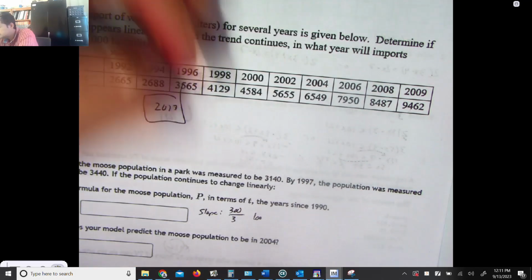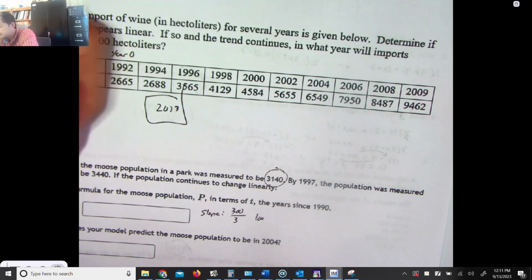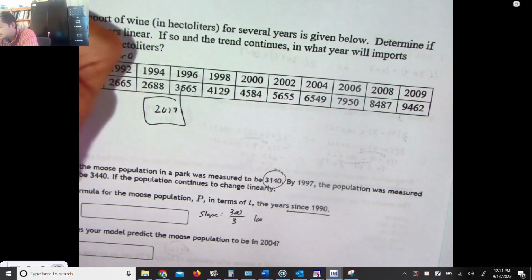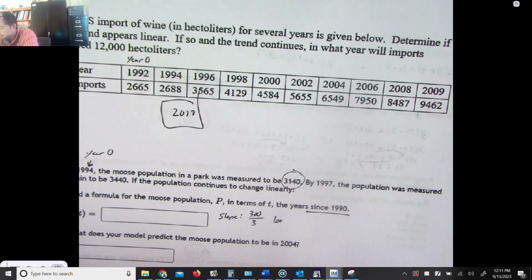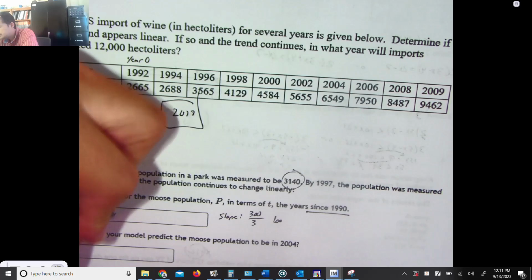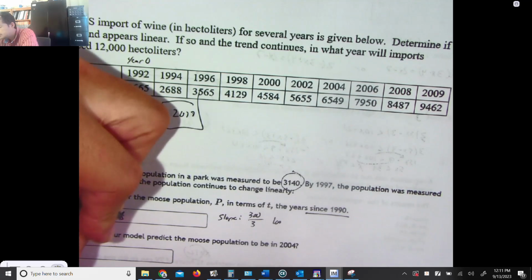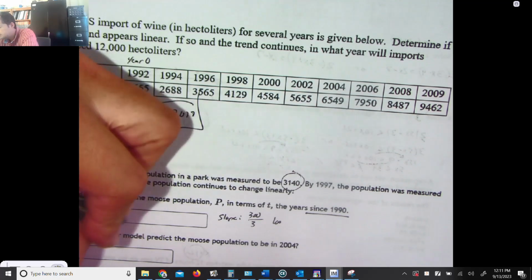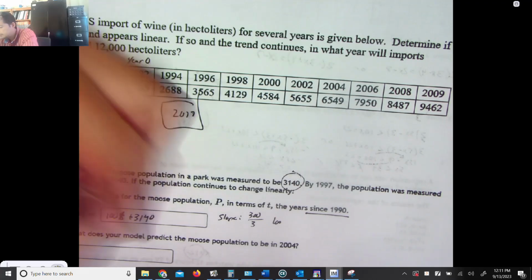All right. We're going to let 1994 be year 0. Notice they talk about since 1990. So this is year 0. So the population's function of time is simply 100t plus 3140.